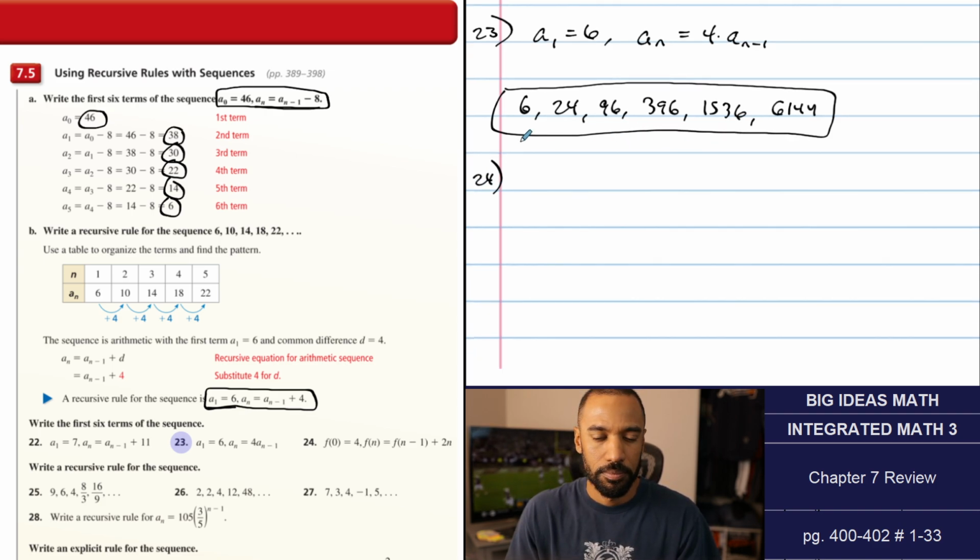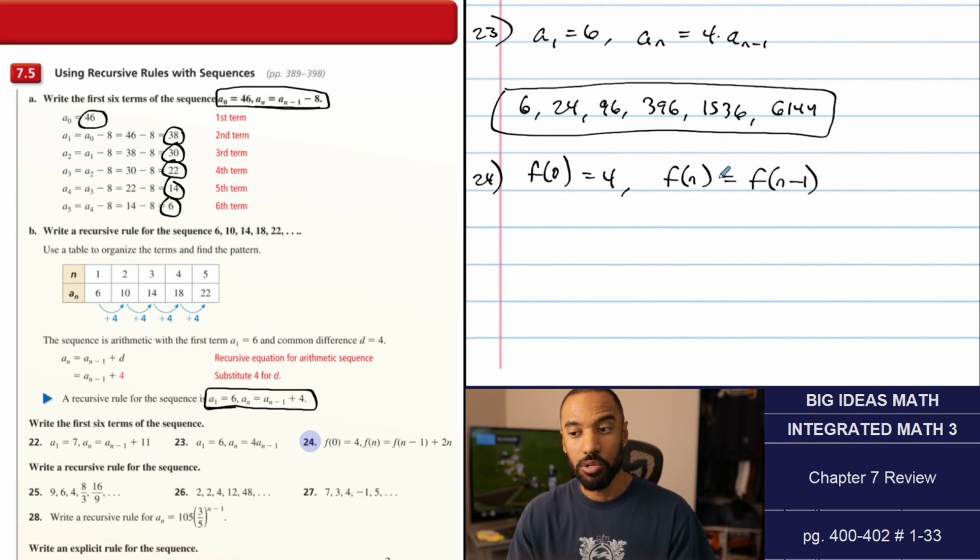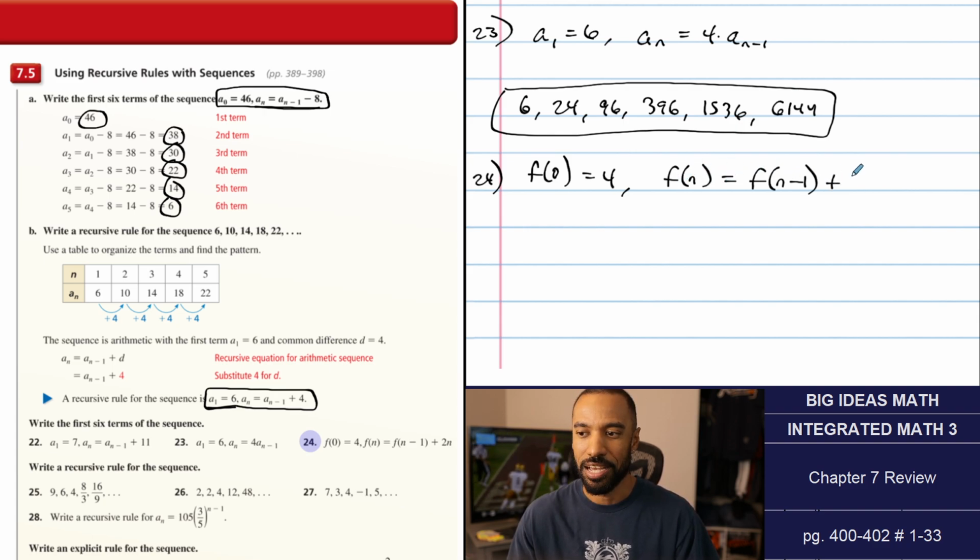Number 24. Now, this one has a case of f of 0 representing the first term for us. When they say f of 0, it's still our first term. It's our initial. Now, this takes the previous... This is function notation. It doesn't change what we do. Subscript notation, function notation, it still says the next term takes the previous term and does this to it.